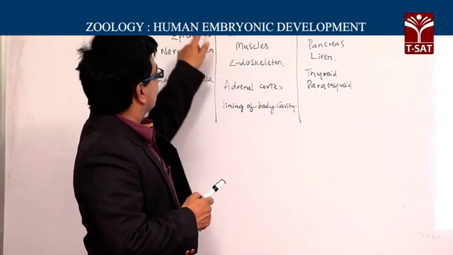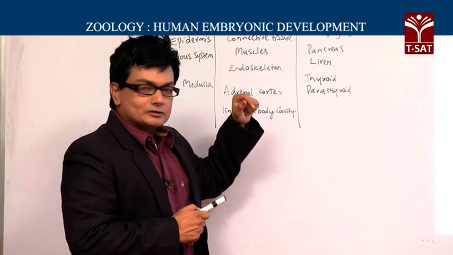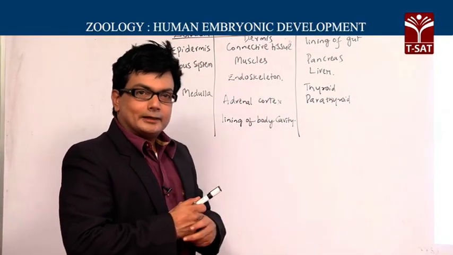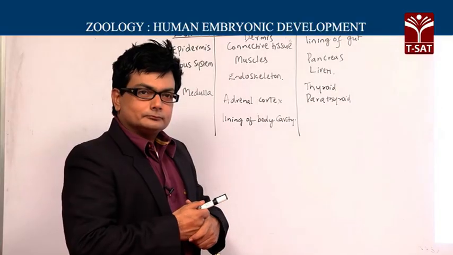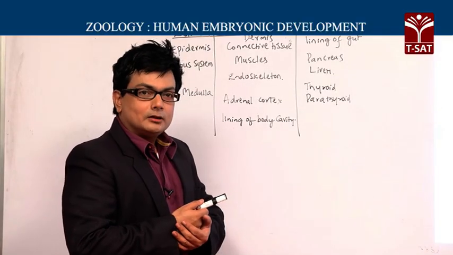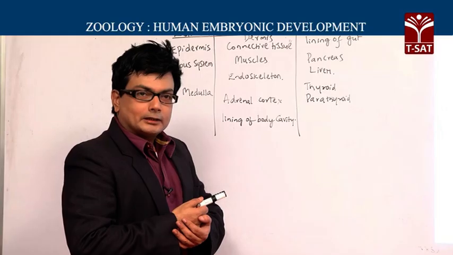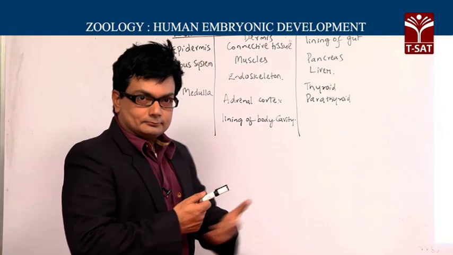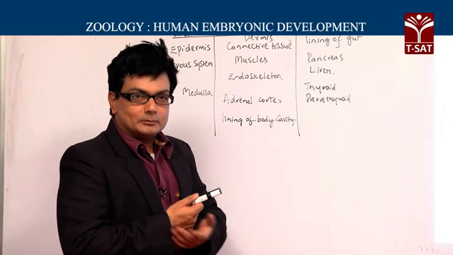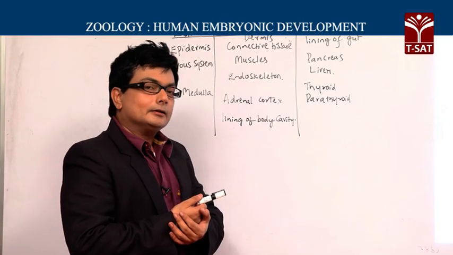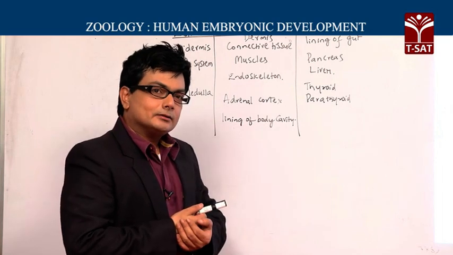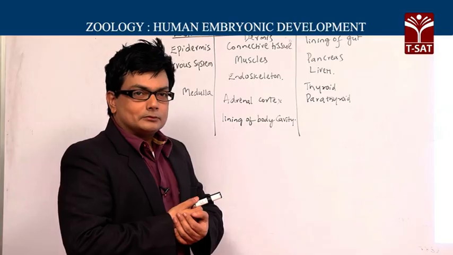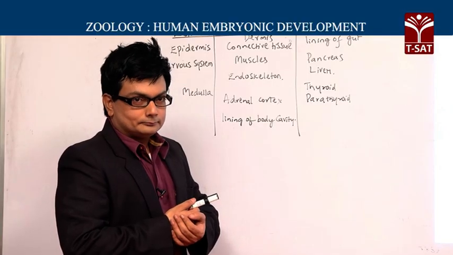Here I have written ectoderm, ectodermal derivatives. The epidermis, the outermost layer of the skin, which includes the stratified squamous keratinized epithelium, and the nervous system is basically ectodermal in origin, and one cell in that, namely the microglia, will be derived from the mesoderm.